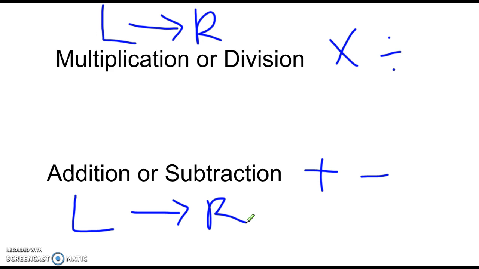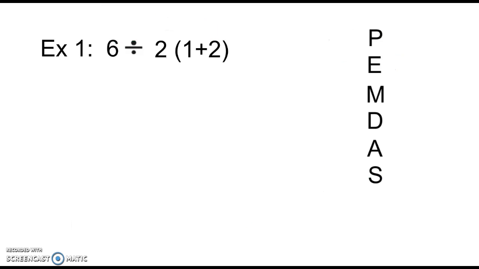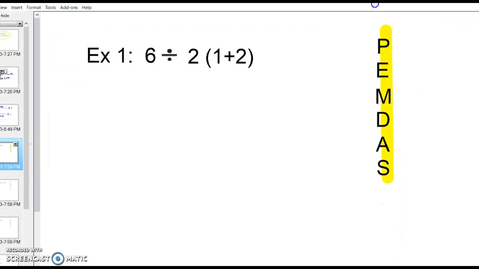We are going to move on to example 1 in your notes. Example 1 says 6 divided by 2, in parentheses 1 plus 2. We are first going to move through PEMDAS. I want you to go ahead in your notes and write example 1 on your paper, and then to the right of it, write PEMDAS, just like I have written out on my screen. Then after we complete each thing, we can just check it off. It helps us keep our work nice and organized.